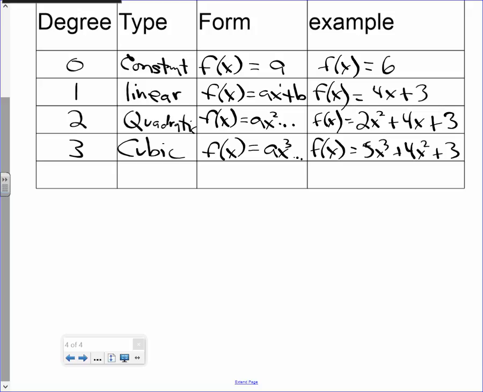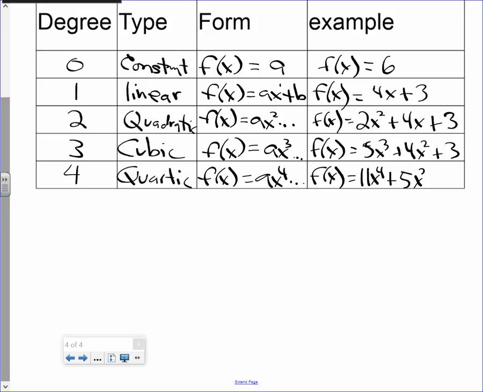Last but not least. 4. Let's do it before the bell rings. Instead of cubic, quartic now. Quartic. Right, 4th dimension. You're right. Quartic. f of x is ax to the 4th dot dot dot. Ibarra, what's your favorite number? 11x to the 4th plus 5x to the 3rd plus 3. Quartic function.